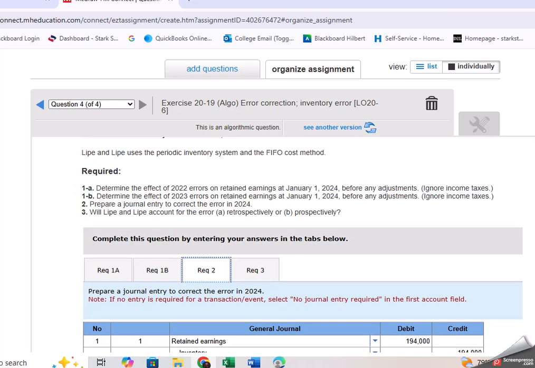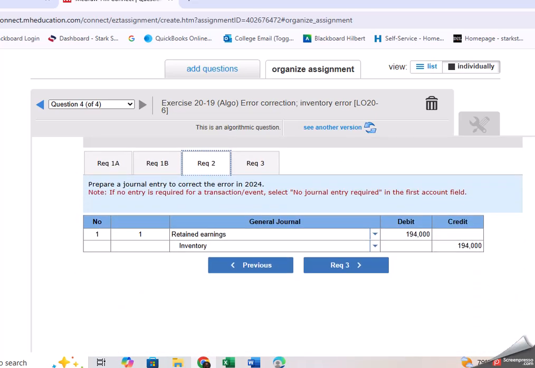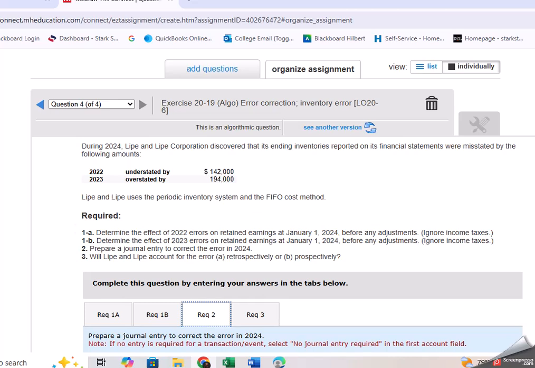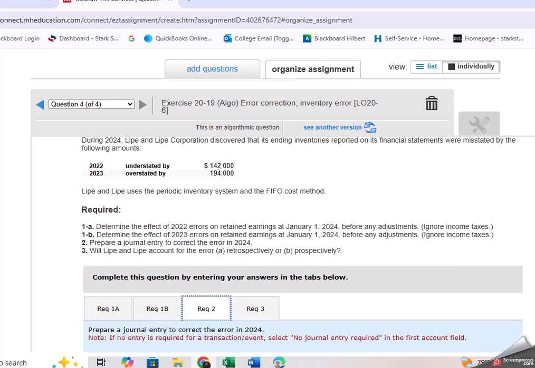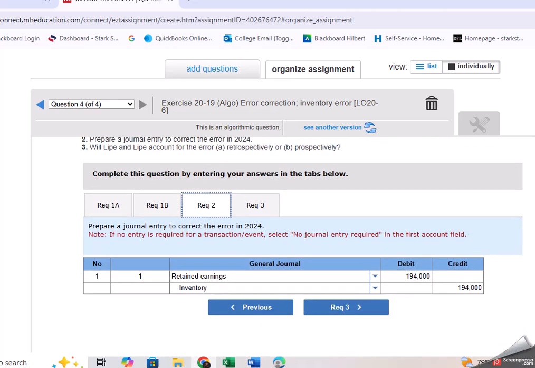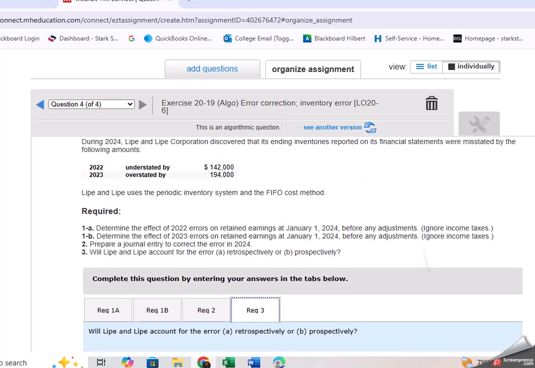Okay, then requirement 2 says now prepare the journal entry to correct the error in 2024. So it's the 2023 error, I guess, that we're correcting. If our inventory is overstated by 194,000, we need to reduce it. So we're going to credit our inventory 194,000, and then it's a prior period adjustment. So we're going to debit retained earnings. It goes back to adjust last year's income. So we always debit retained earnings if that's the case. And then they would account for it retrospectively. Errors are always accounted for retrospectively.